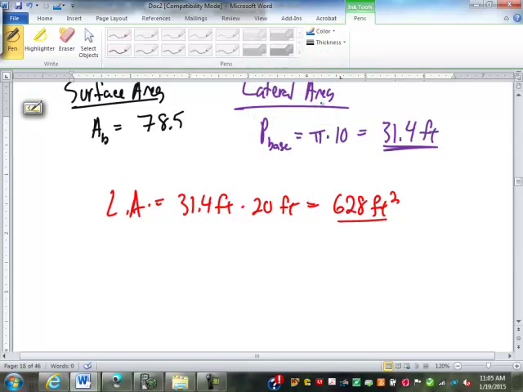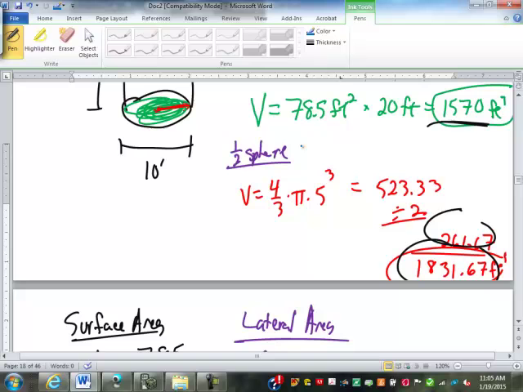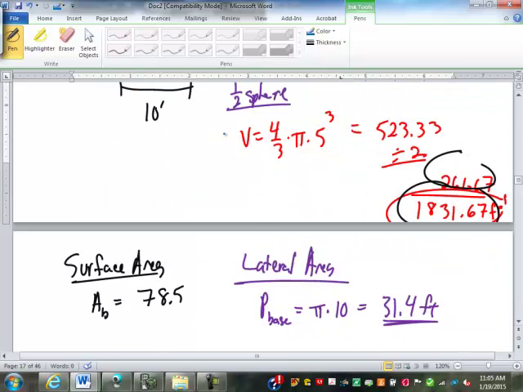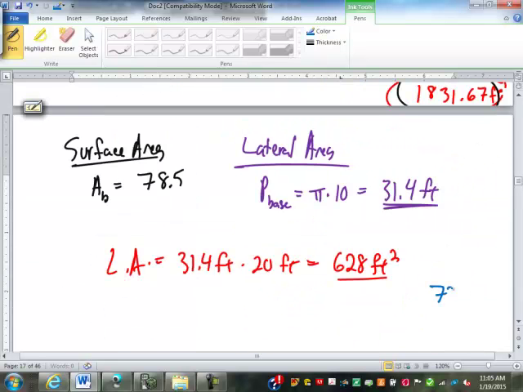So for the surface area of the cylinder, normally it'd be the 2 bases plus the lateral area, but here, do we need the top base? No, that's being covered by the sphere, right? So if we're looking at surface area, we've got the bottom here and we've got the lateral area, but we don't need the top base. So we only need the 78.5 and the 628.